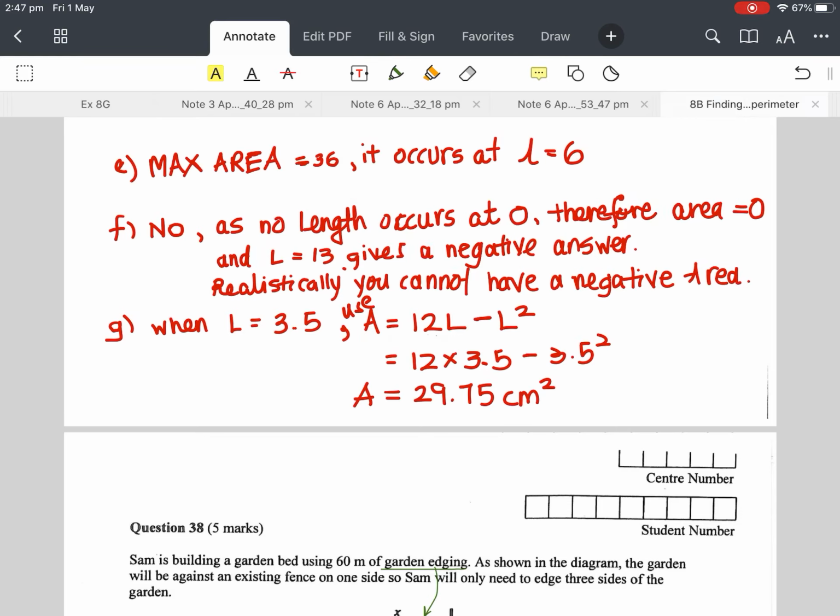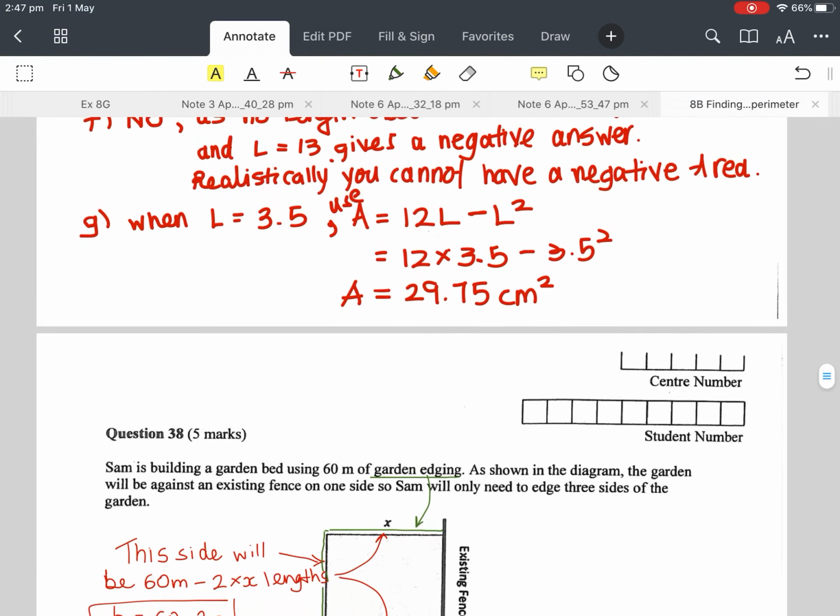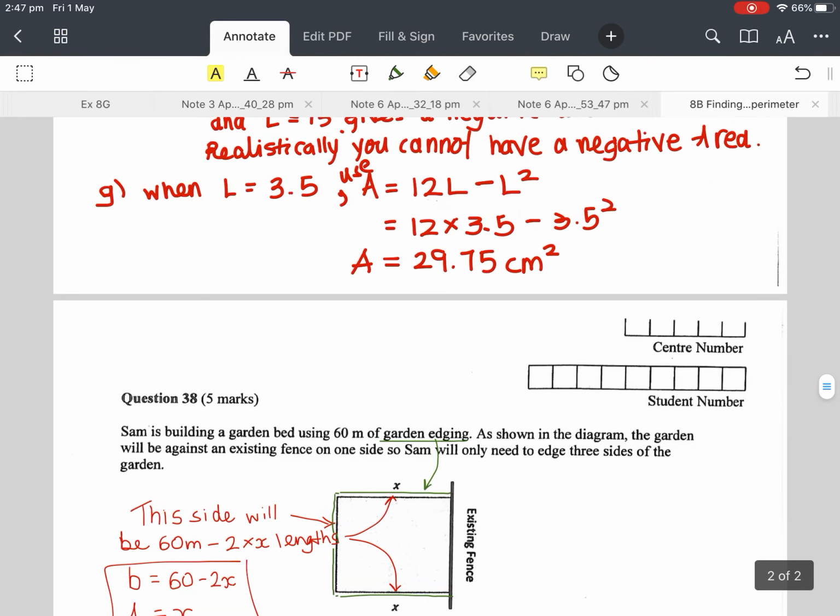So the question says, Sam is building a garden bed using 60 metres of garden edging, as shown in the diagram. So here's the diagram, but I just don't want to give too much away. The garden will be against an existing fence on one side, so Sam will only need to edge 3 sides of the garden. So you'll notice there the green I've gone around in, that's where the garden edging needs to go, not on the fence at all. So we've got to figure out what that third side will be.